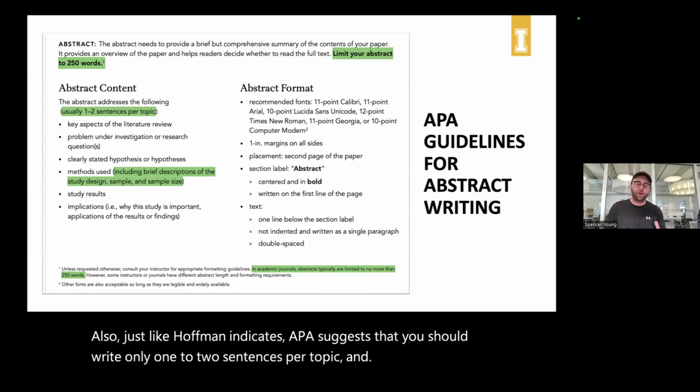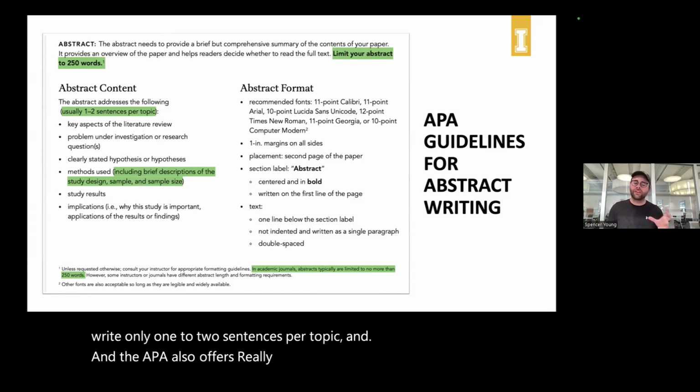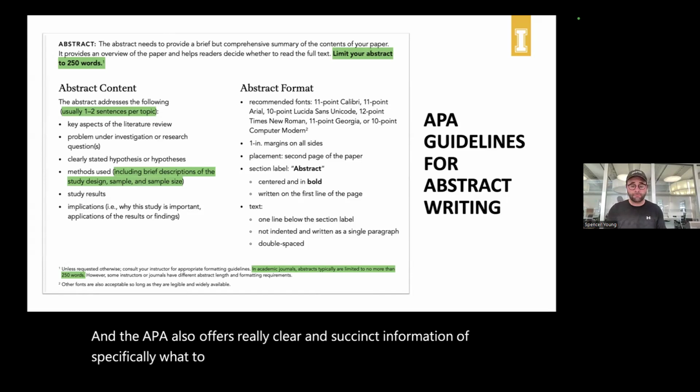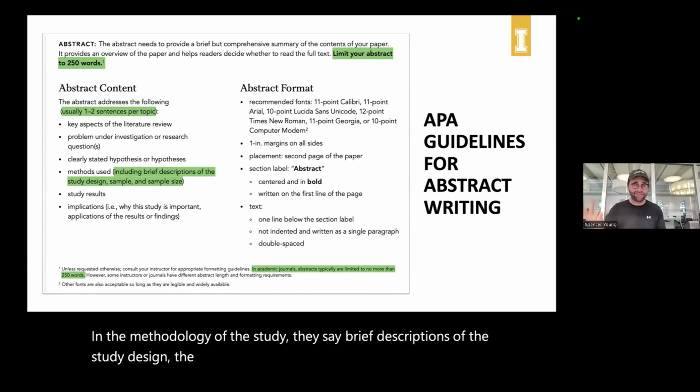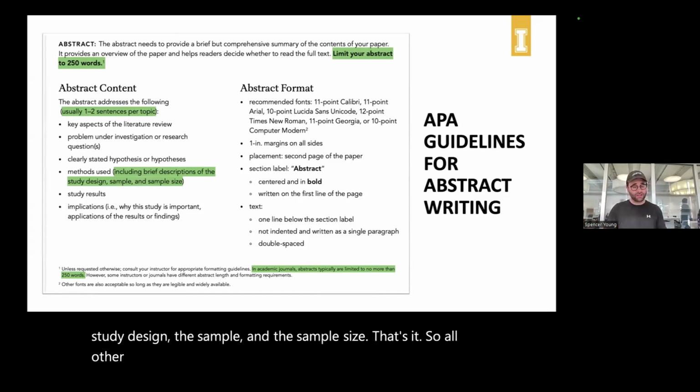And the APA also offers really clear and succinct information of specifically what to include in the methodology of the study. They say brief descriptions of the study design, the sample, and the sample size. That's it. So all other methodological information does not need to be in your abstract. Leave that for the paper.